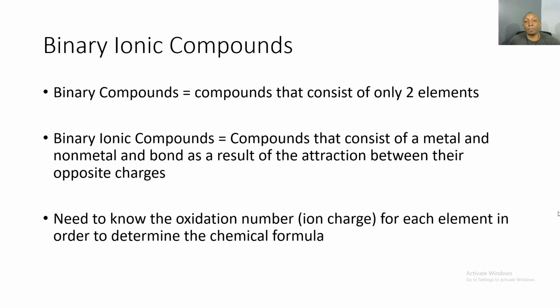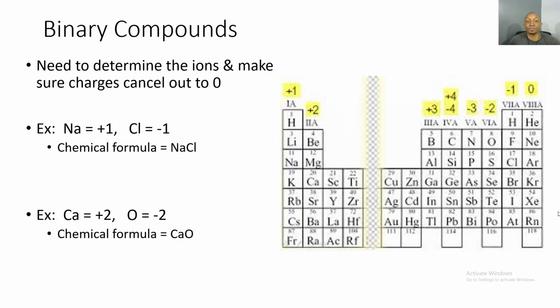So today we'll be looking at binary ionic compounds. A binary compound is a compound that consists of only two elements. A binary ionic compound is a compound that consists of a metal and non-metal, and they bond as a result of the attraction between their opposite charges. And the one thing we need to know to write binary ionic compounds is the oxidation number, which is the charge for each element, in order to determine the chemical formula.